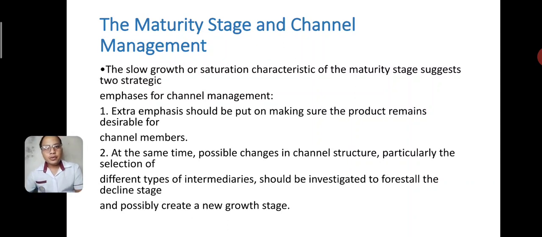So, lahat naman ng produkto, maabot naman siya talaga sa kanyang pagbaba or sa kanyang decline stage. So, the best way is gumawa ng bagong, kumbaga, marketing strategy. Gumawa ng bagong strategy kung paano siya mabibenta ulit or babalik siya sa kanyang peak season.